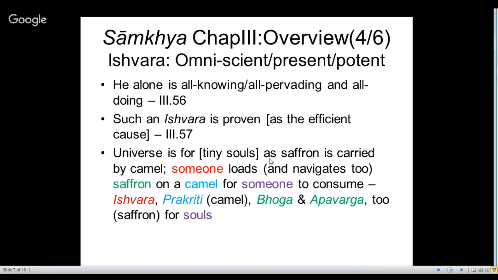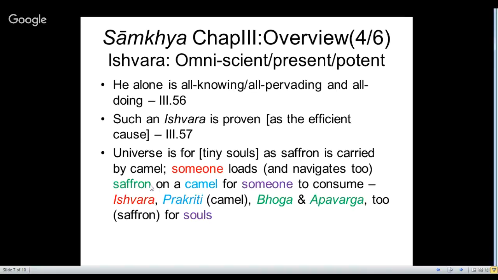And he gives this analogy, as saffron is carried by a camel. But you have to see this analogy properly. Look at a camel carrying some load. Now, somebody has loaded it on the camel, is it not? There is a person, probably a farmer, who has grown that produce. He loads it on the camel and he navigates. He's the driver. The camel doesn't go to the market just by itself. That driver, that navigator is going with him. Finally, it will be consumed by another conscious being. So you have to have this picture in your mind.